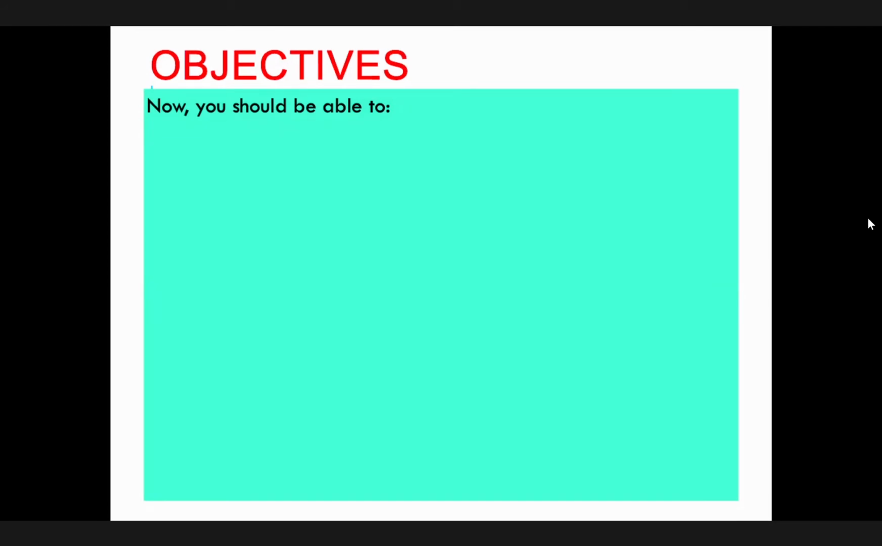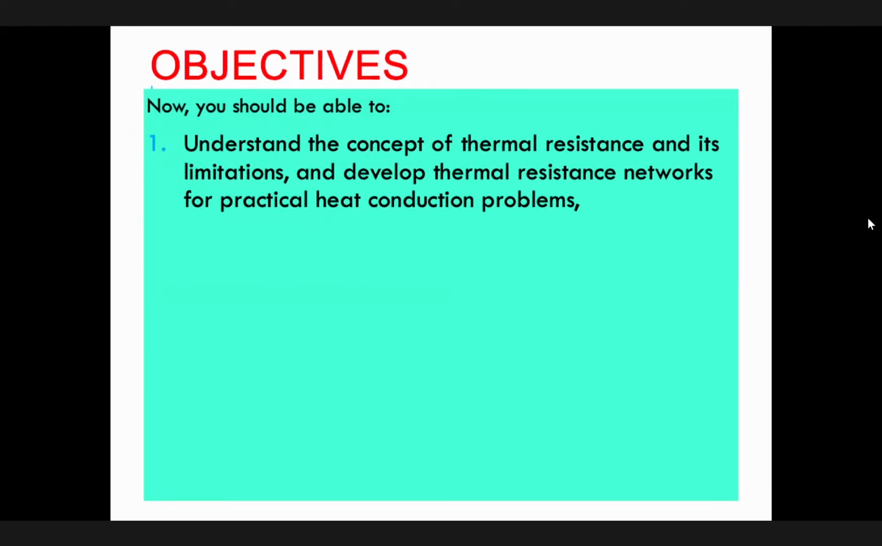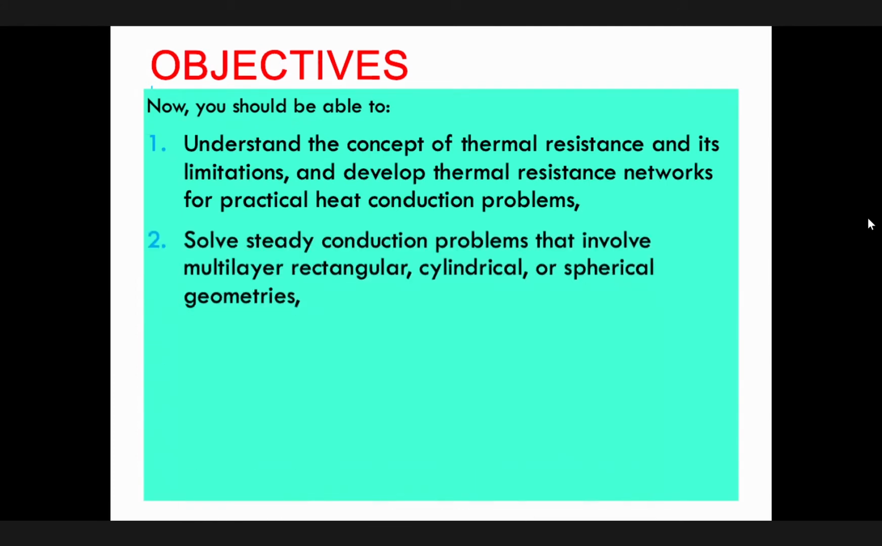By now, the minimum knowledge that we expect you to have is to understand the concept of thermal resistance and its limitation, and develop a thermal resistance network for a practical heat problem. You have done it. Solve steady conduction problems that involve multi-layer, rectangular, cylindrical geometries, and so on. Some of them we do in the lecture, some of them you will see in the assignment that you have. Probably you have some example 1 or 2 in the assignment for rectangular and cylindrical geometry.